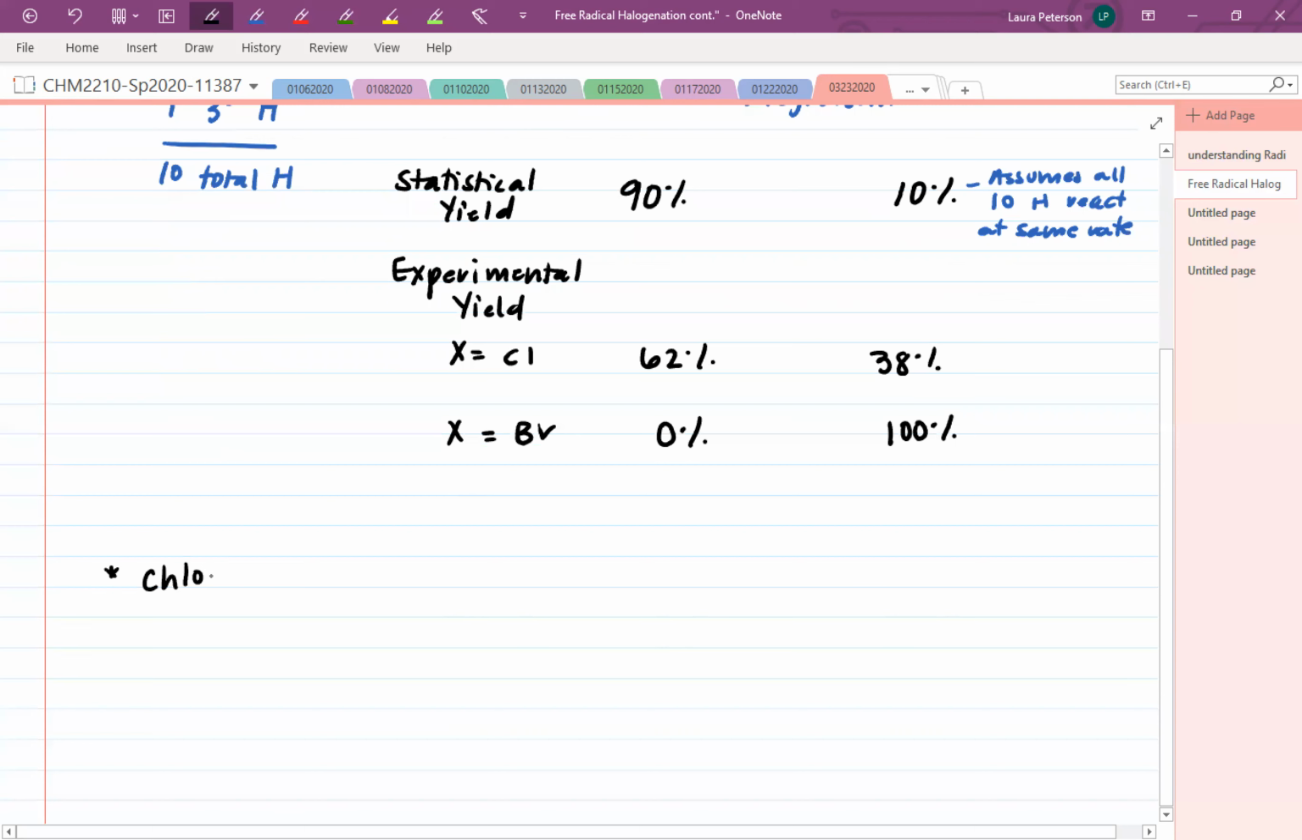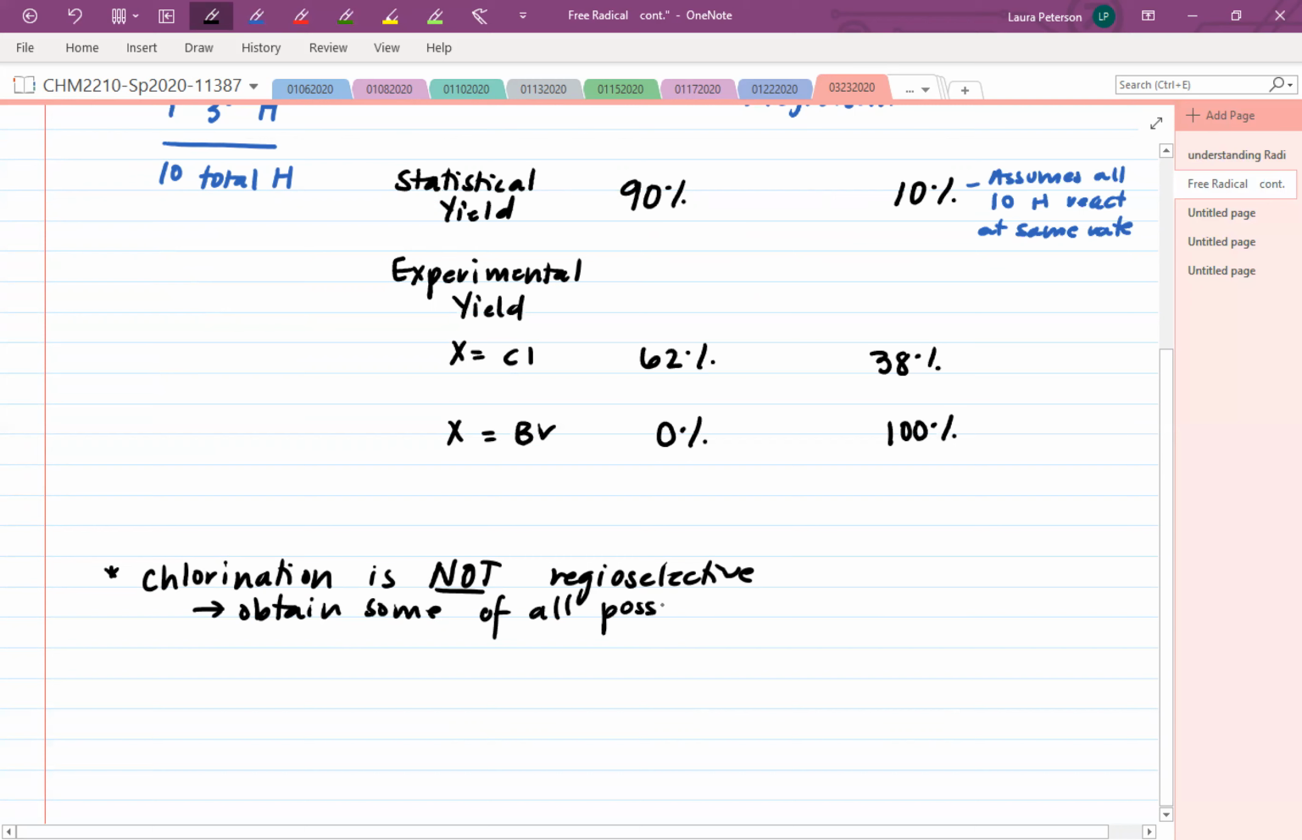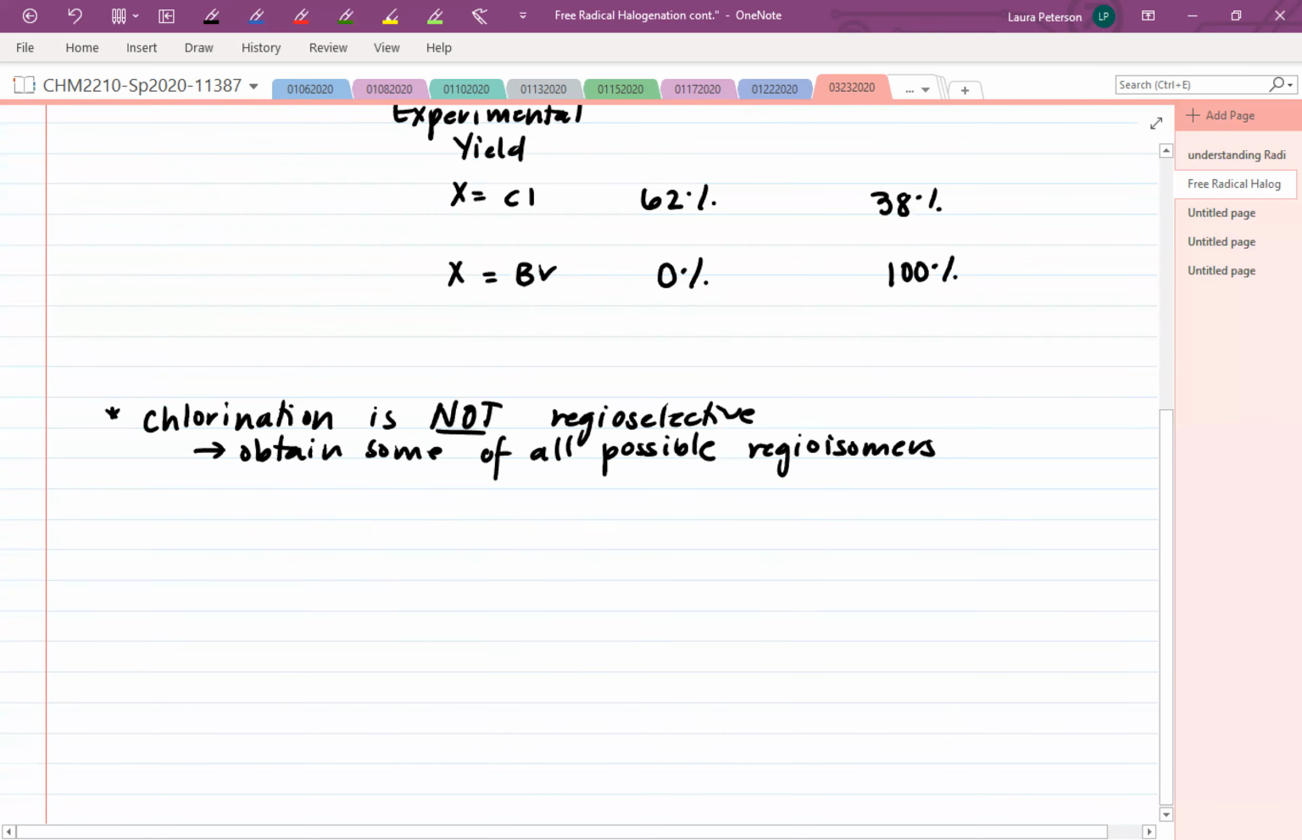So chlorination is not regioselective. Okay, and we can see this because we would obtain some of all possible regioisomers. Okay, so the regioisomers are not formed in preference to the other, so it's not regioselective. Okay, on the other hand, bromination, when X equals bromine, is regioselective.